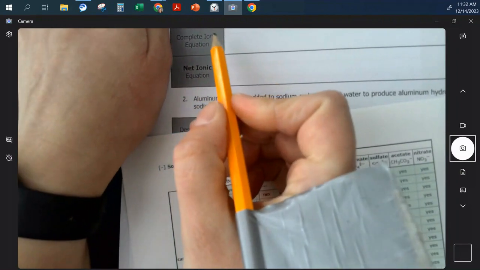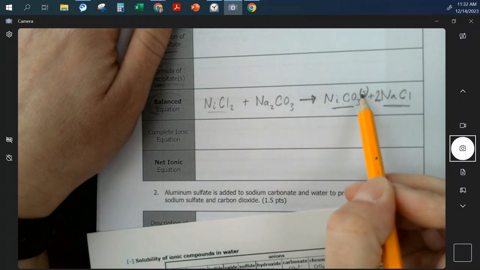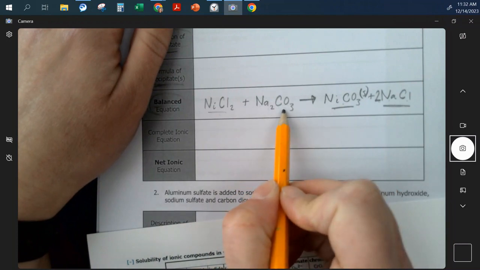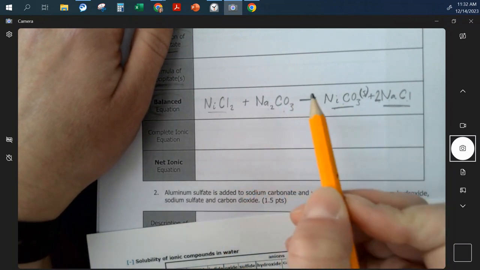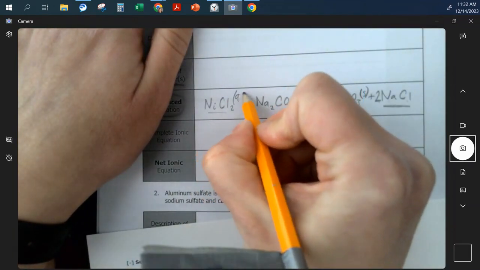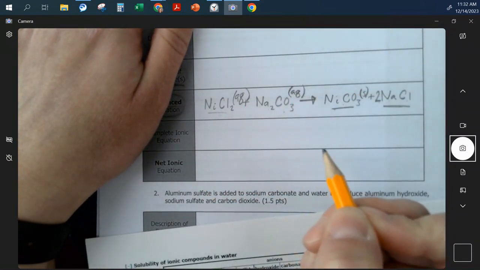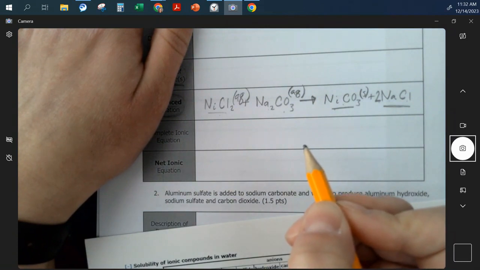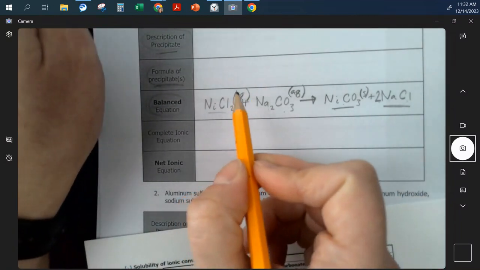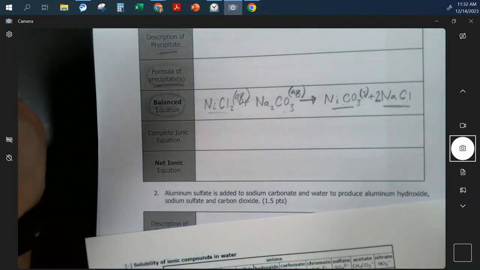So for this lab, to get full points, you need to put the phase. This one is a solid. These ones started dissolved. So what phase will they be? This one is called the aqueous phase, so we're going to put AQ. That means it's dissolved in water. We just kind of ignore it. There was water mixed in there. It's the solvent, so we don't write it in the equation. It's not really reacting. It just sits there.